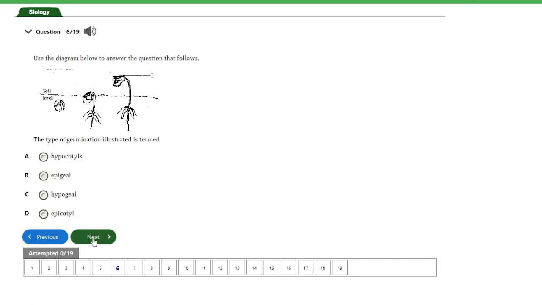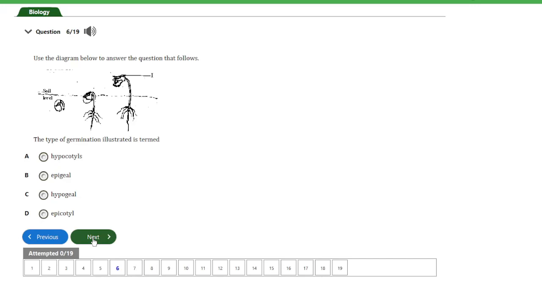That's question number 6. We have a diagram here to answer with, and then the question says, the type of germination illustrated is termed A. hypocotyl, B. epigynous, C. hypogynous, D. epicotyl. So guys, like we've explained earlier on, in epigynous germination, the germination takes place above the ground level.